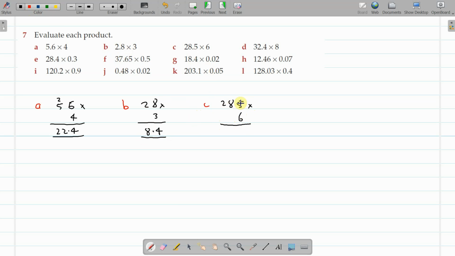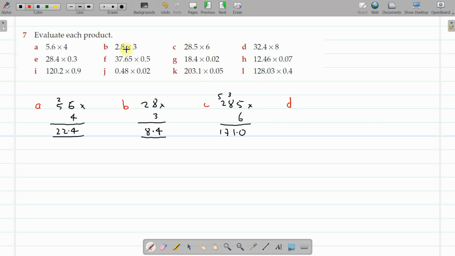6 times 5, 30. 6 times 8, 48, and 3 is 51. 6 times 2 is 12, plus 5 is 17. Okay. 1 decimal place in all this, 1 decimal place in the answer.